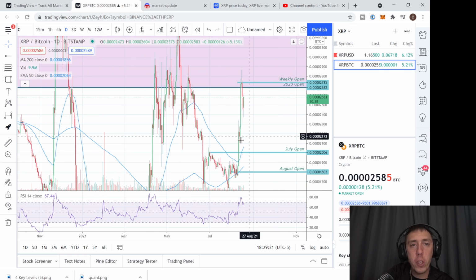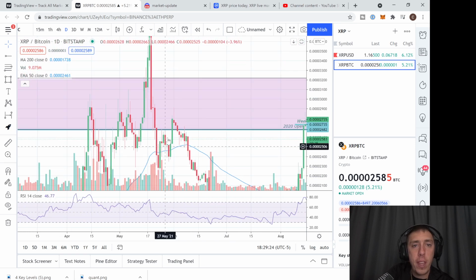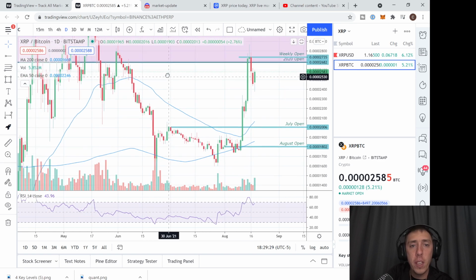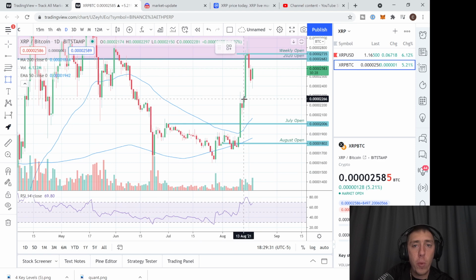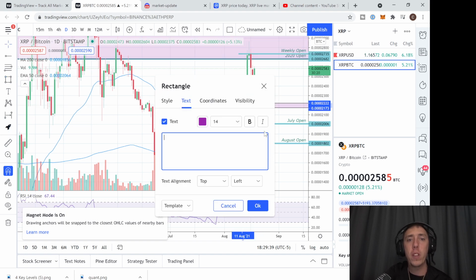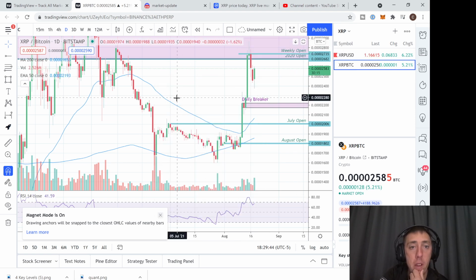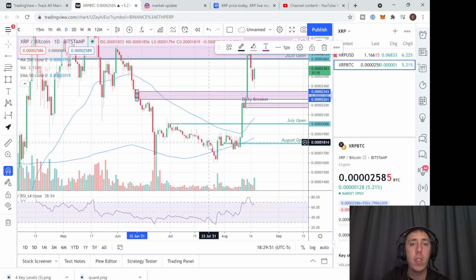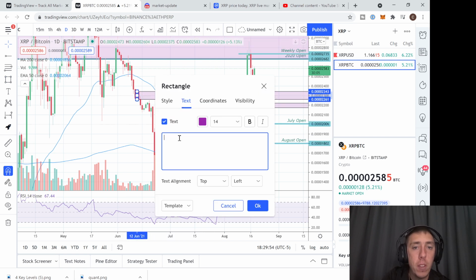Let's see, what else? On the daily, let's see if we have anything else specific. Not really too much, honestly. I do like this. So we have this level right here. If we come down into this level, I think it'd be a major, major support level. So I'm going to annotate that. Daily breakers. And maybe this. I think I actually like this. A little bit hesitant on this one, but I think it makes sense.